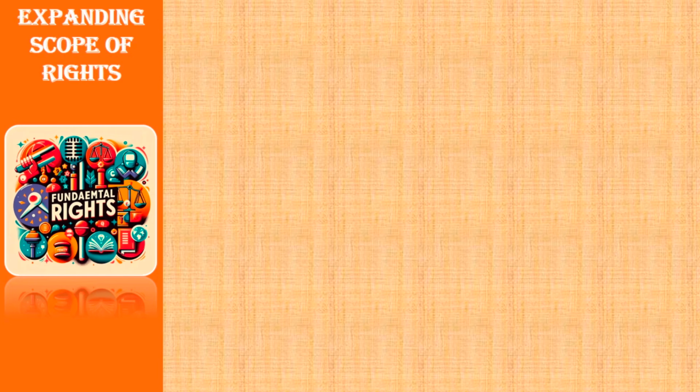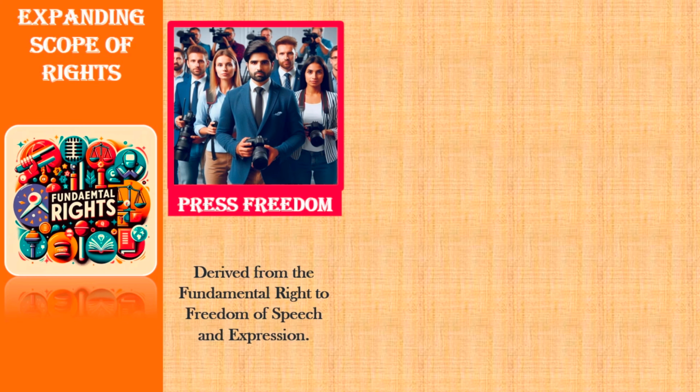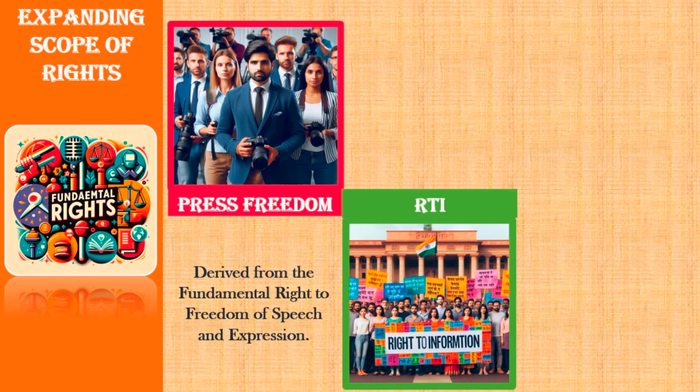Let's look at the expanding scope of rights. Fundamental rights are the source of all rights, and over the years, their scope has expanded. From time to time, the courts have given judgments to expand the scope of rights. For example, right to freedom of the press. It is derived from the fundamental right to freedom of speech and expression. Right to information. Parliament has passed a law providing the right to information. It ensures transparency and accountability in governance.